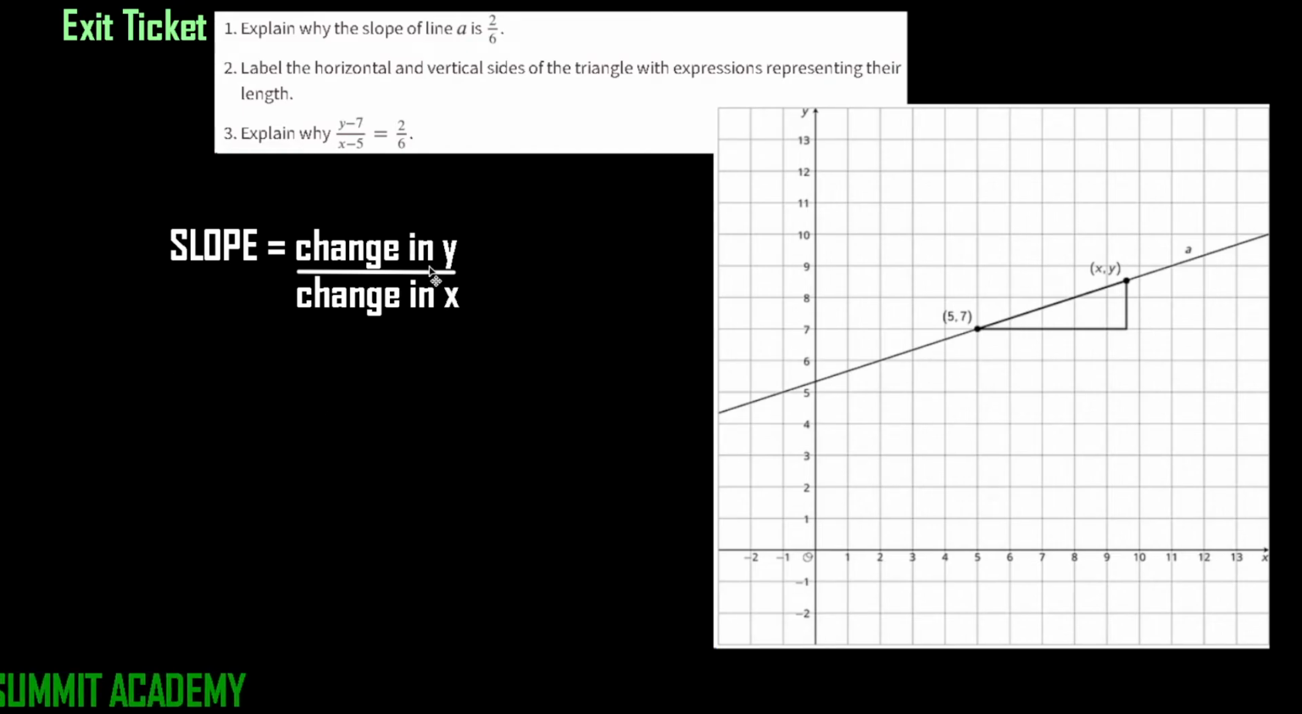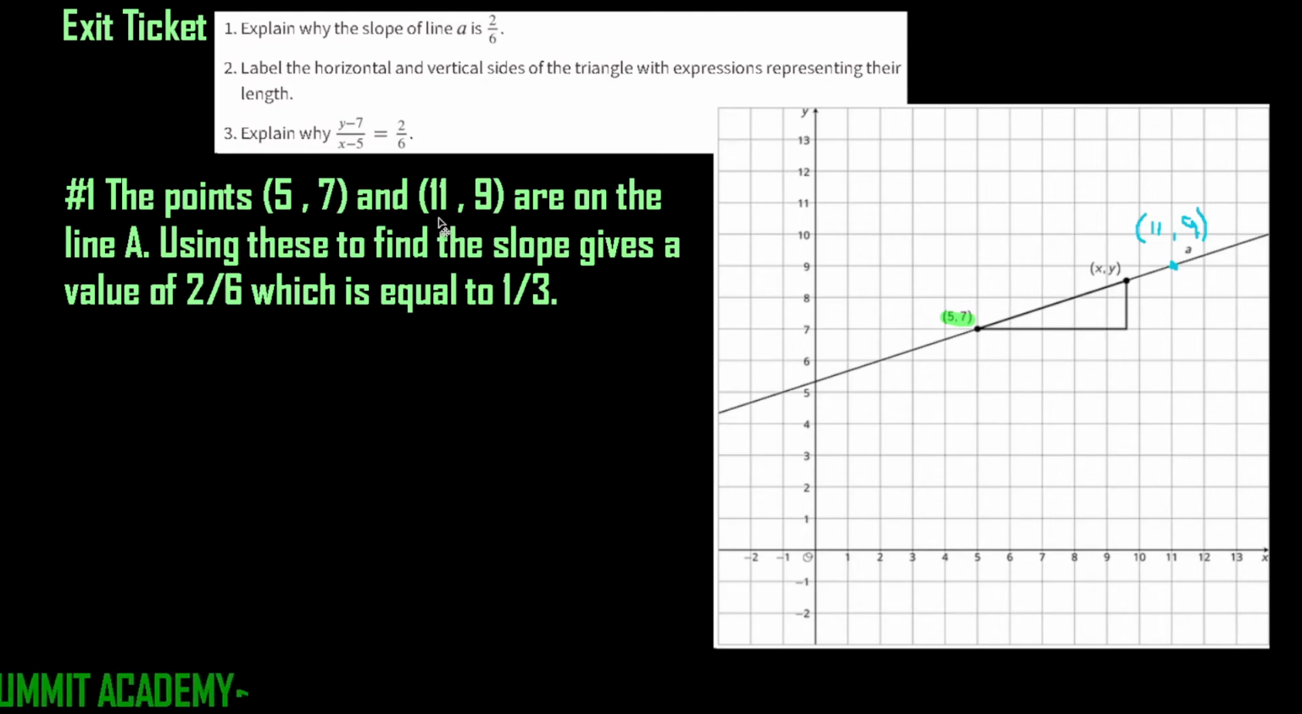And I want to make sure you're remembering, again, slope is equal to the change in y divided by the change in x. It's always going to be that ratio. So you change your x values, talking about left and right, and it's going to be the change in your y values, moving up and down. So for that first one, we can say the points 5, 7 and 11, 9 are pointed out on the graph, and they're on that line A. So using these to find the slope gives us a value of 2 over 6, which is the same as 1 over 3. So again, make sure you have the change in your y values divided by the change in your x values.